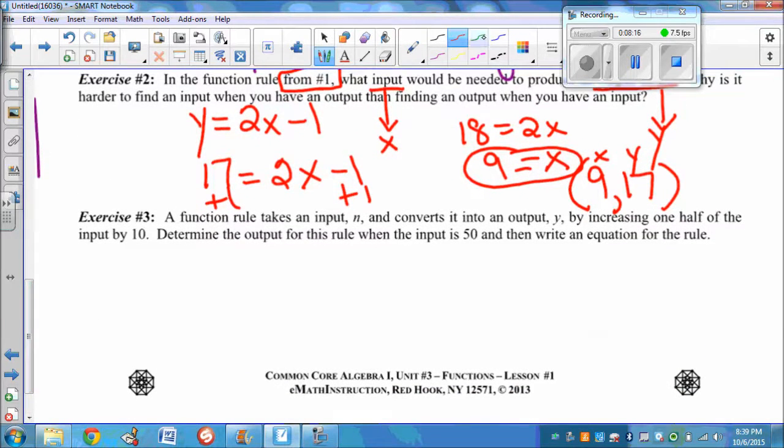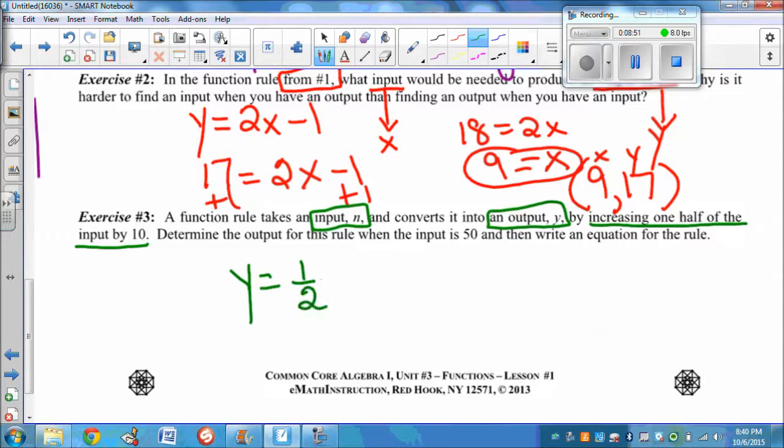All right, in exercise 3, we change. It says a function rule takes an input n, so they just changed the input to n, and converts it to an output y. Now here comes the rule: by increasing 1/2 of the input by 10. So this is where we need to do our translating. So our output is y. It says by increasing half of the input by 10. Half of the input, okay, by 10.